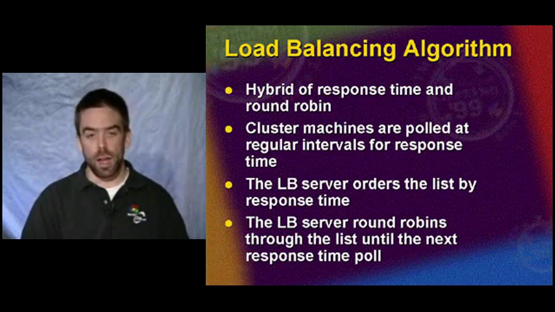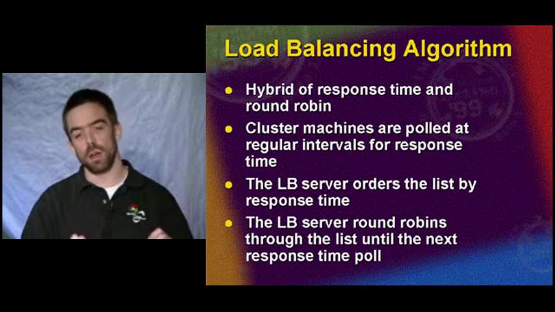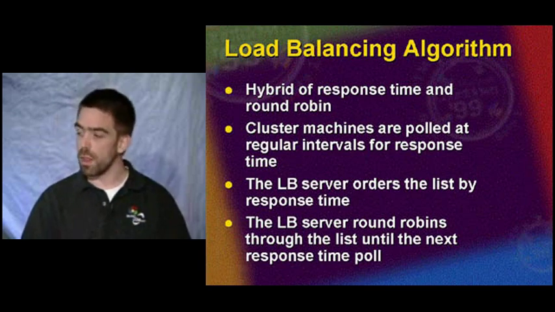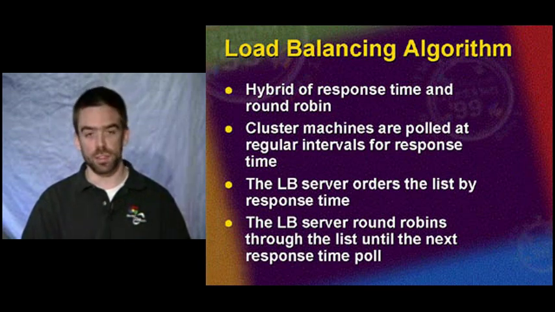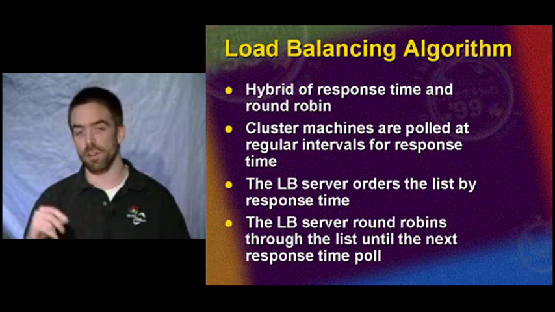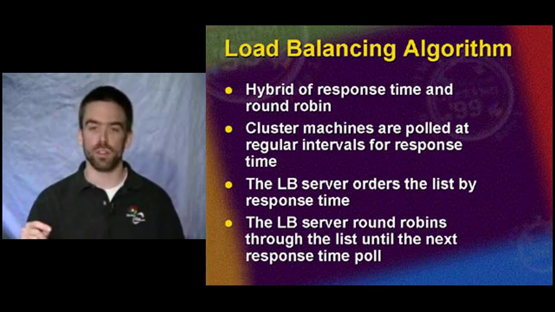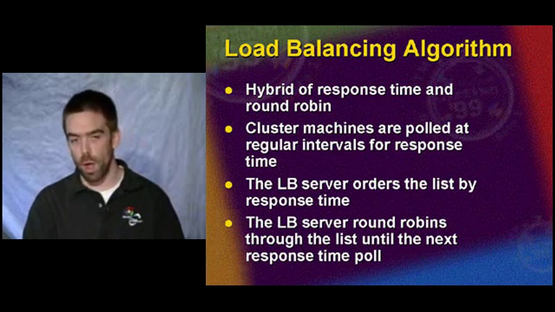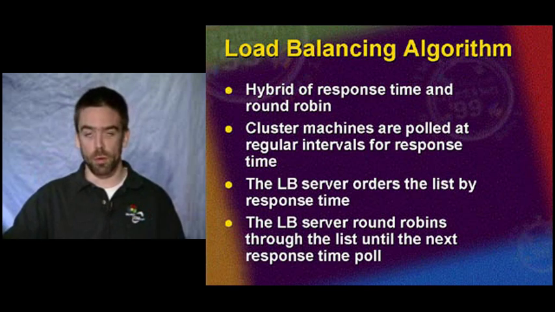Now, the actual algorithm as COM+ implements it is a hybrid between these. Instead of just doing response time or round robin, the load balancing server polls the cluster machines and then makes an ordered list of the machines in order of response time. So the fastest machine is on top of the list and the slowest machine is on the bottom. Then the load balancing server delegates incoming requests to this list of machines in order, and it does a round robin algorithm through this list of machines.